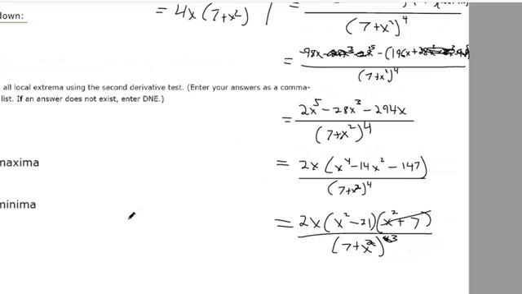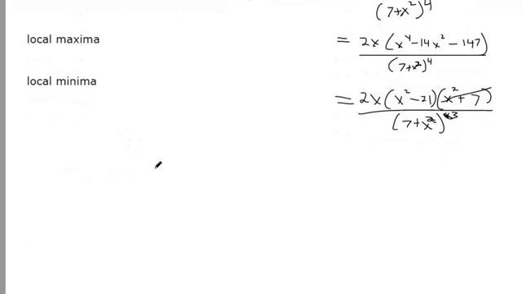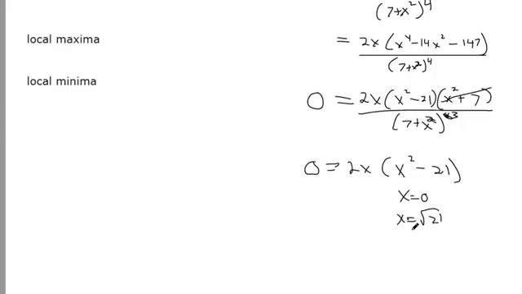Okay, so to answer the rest of the questions on this problem, we're supposed to find where it's concave up or concave down, so we need the second derivative. It's concave up where the second derivative is positive. So you want to set the second derivative equal to 0 and solve, because then you're going to find all the places where it could potentially switch from positive to negative or vice versa. So the first step in solving this equation would be to multiply both sides by 7 plus x squared to the third power. So it makes this cancel out, and you're left with 0 equals 2x times x squared minus 21. And so if you solve that, you're going to have x equals 0, x equals square root of 21, positive or negative. Those are the three places where the second derivative could switch from positive to negative.